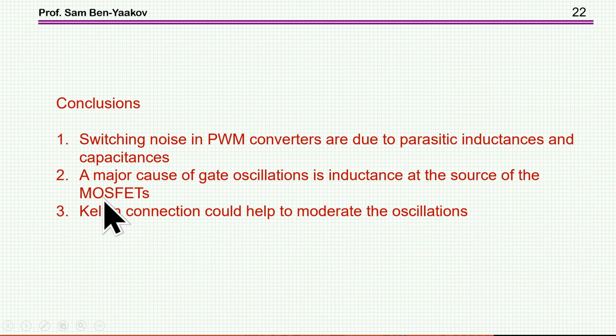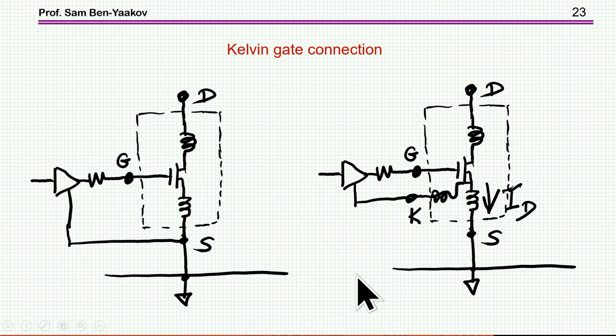So what can be concluded here? Switching noise in PWM converters are due to parasitic inductances and capacitance. This is clear. A major cause of gate oscillation is inductance at the source of the MOSFET. This is the main problem because this causes oscillation in the linear region. So Kelvin connection could help to moderate these oscillations. And here I'm showing a schematics of the Kelvin connection.